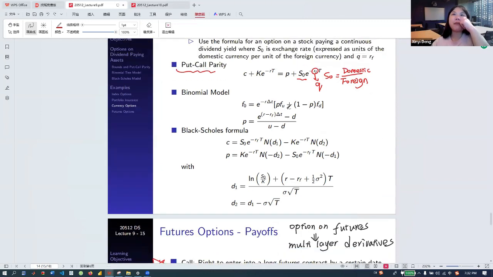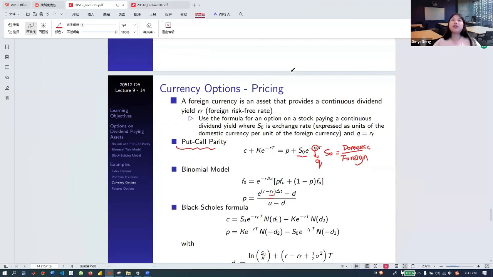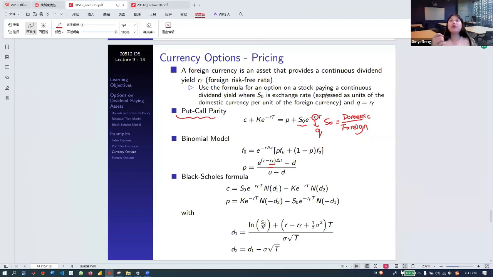Now, onto the binomial model. For the binomial model, you can see that again we're just replacing the Q in the general formula with RF. Note that here we have two risk-free rates, with R being the domestic risk-free rate and RF being the foreign risk-free rate.